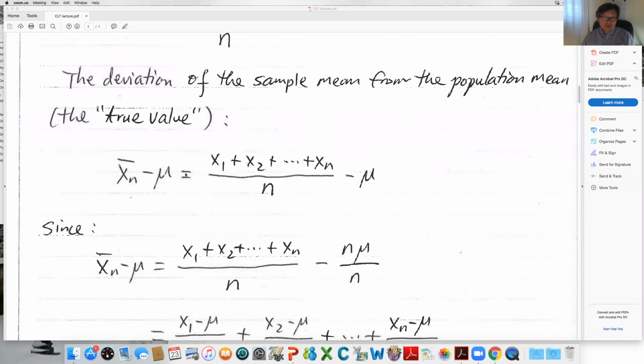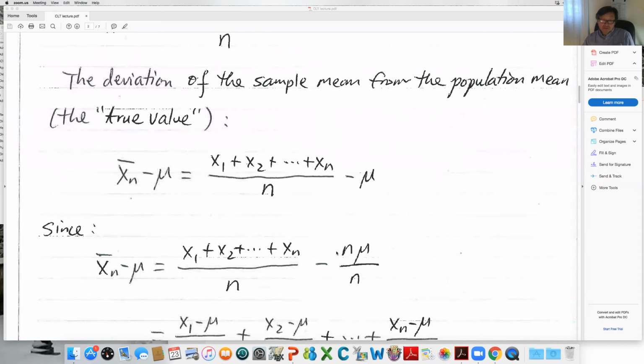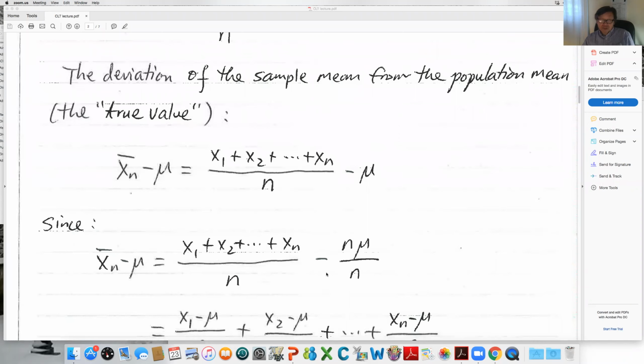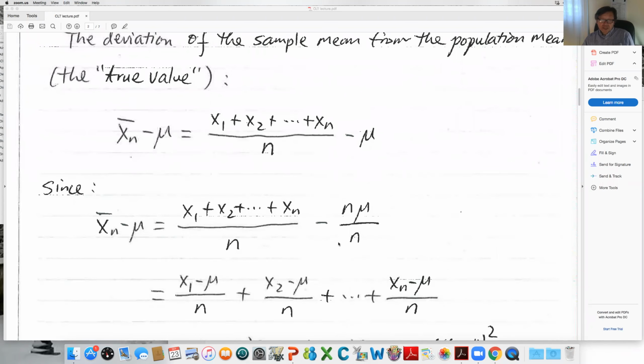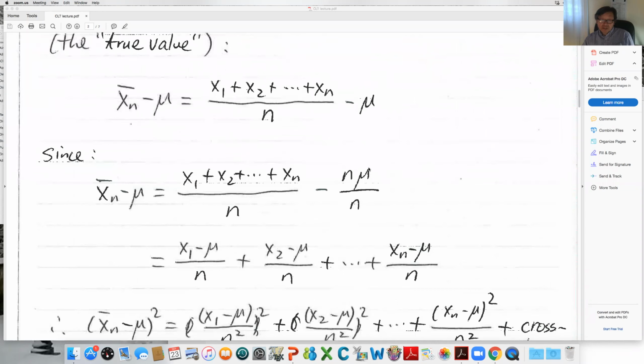Okay, so this is the difference between the sample mean and the population mean. Now the next few lines are just algebra. I rewrite this mu as n mu divided by n, so I did nothing but put a 1 here. By doing that, there are n terms of mu, and I can redistribute these n terms to each of these n terms.